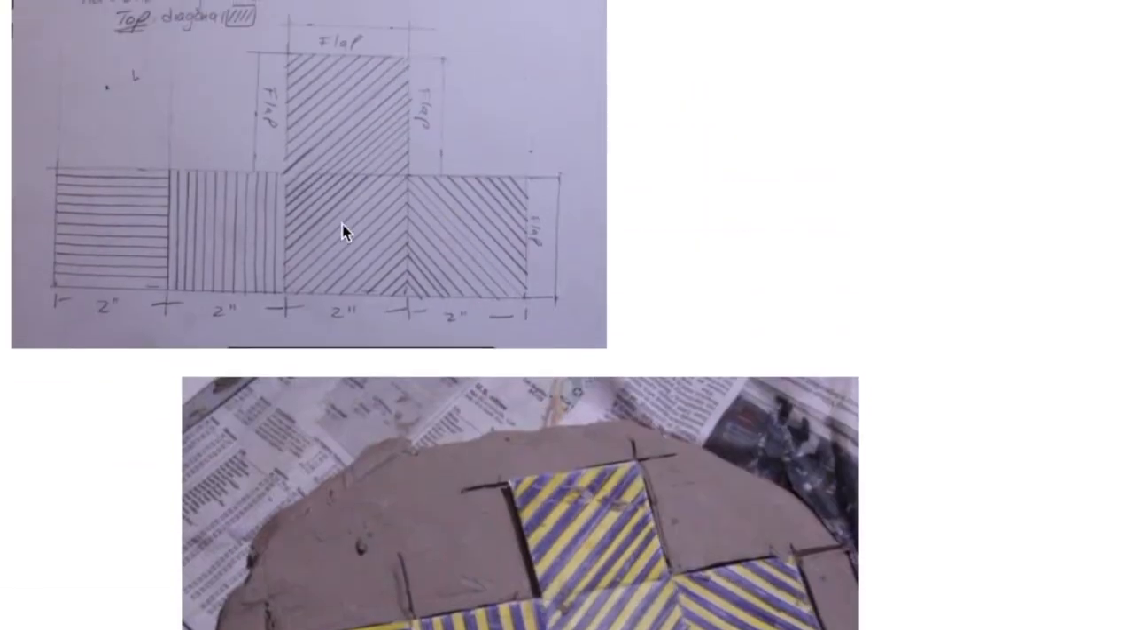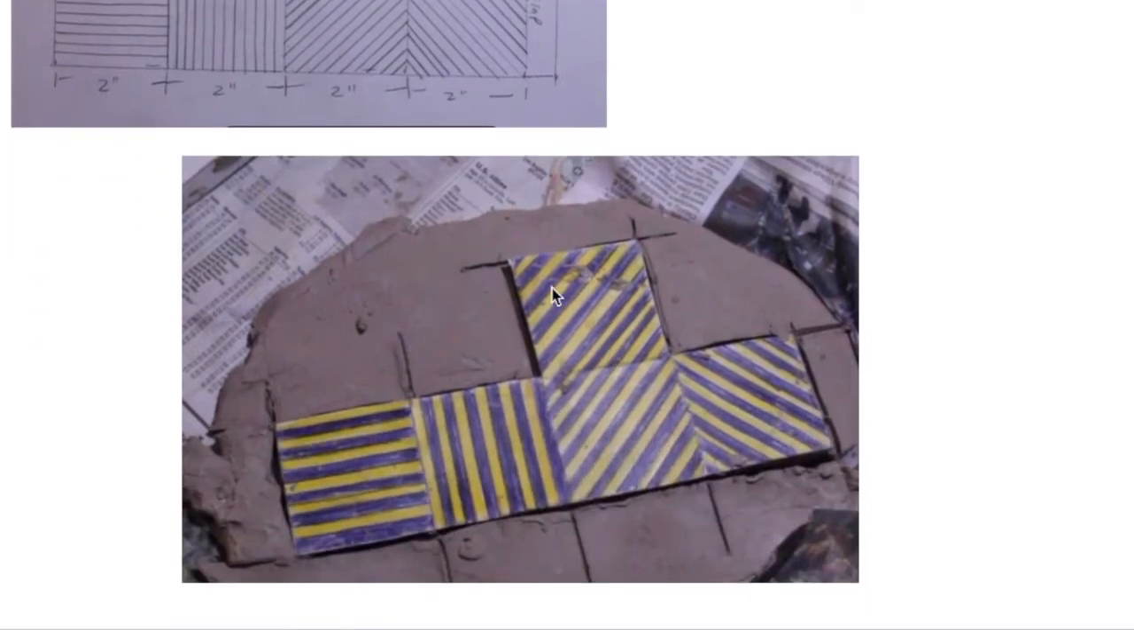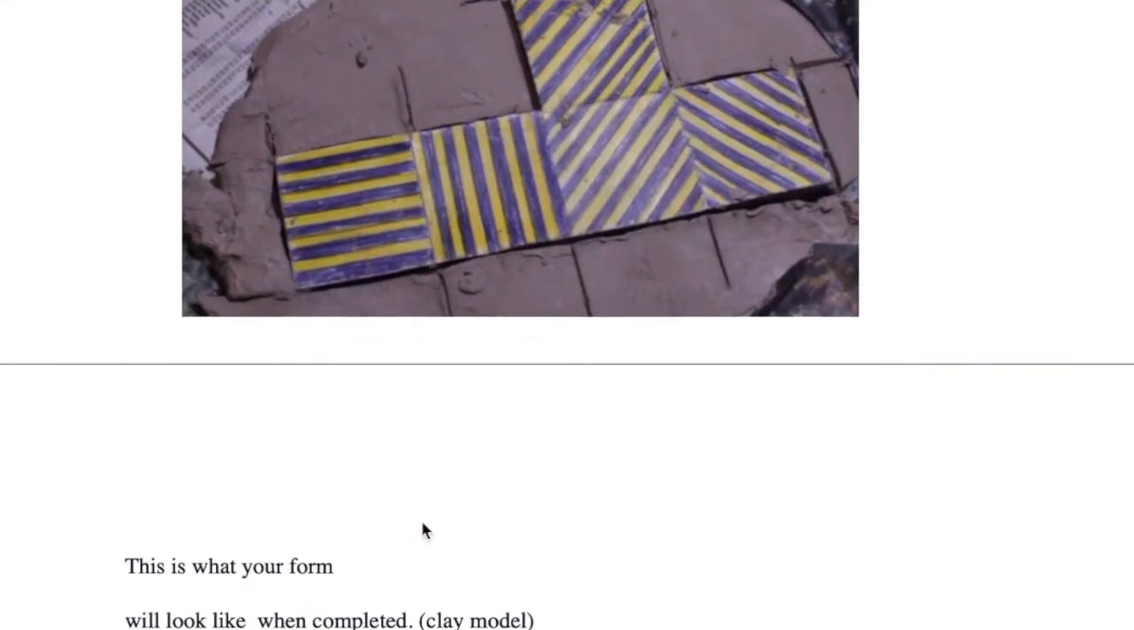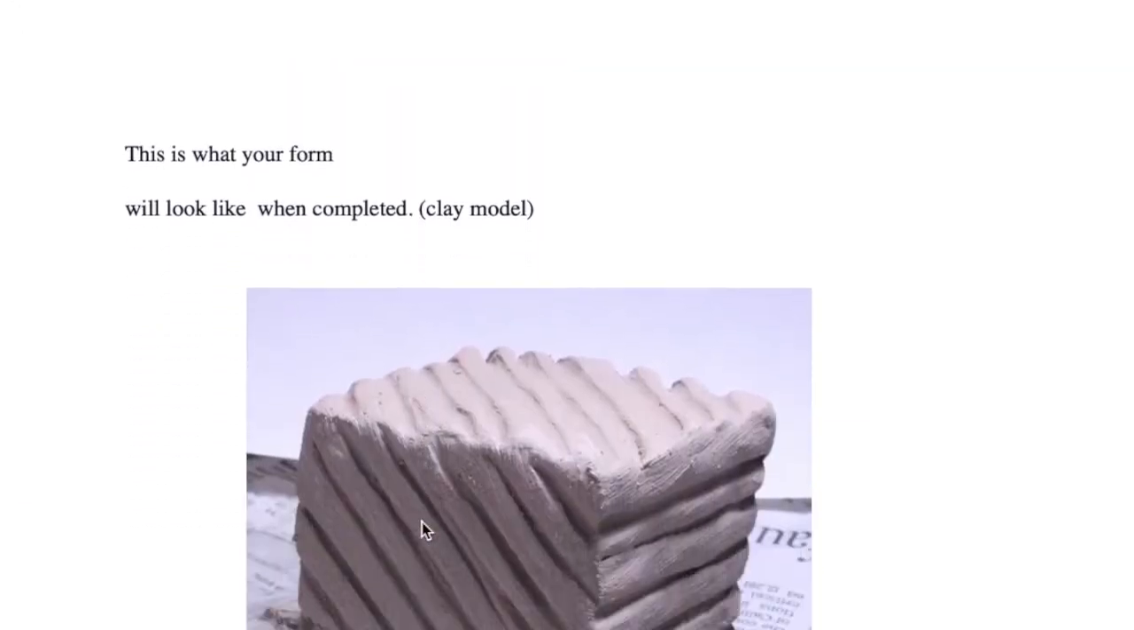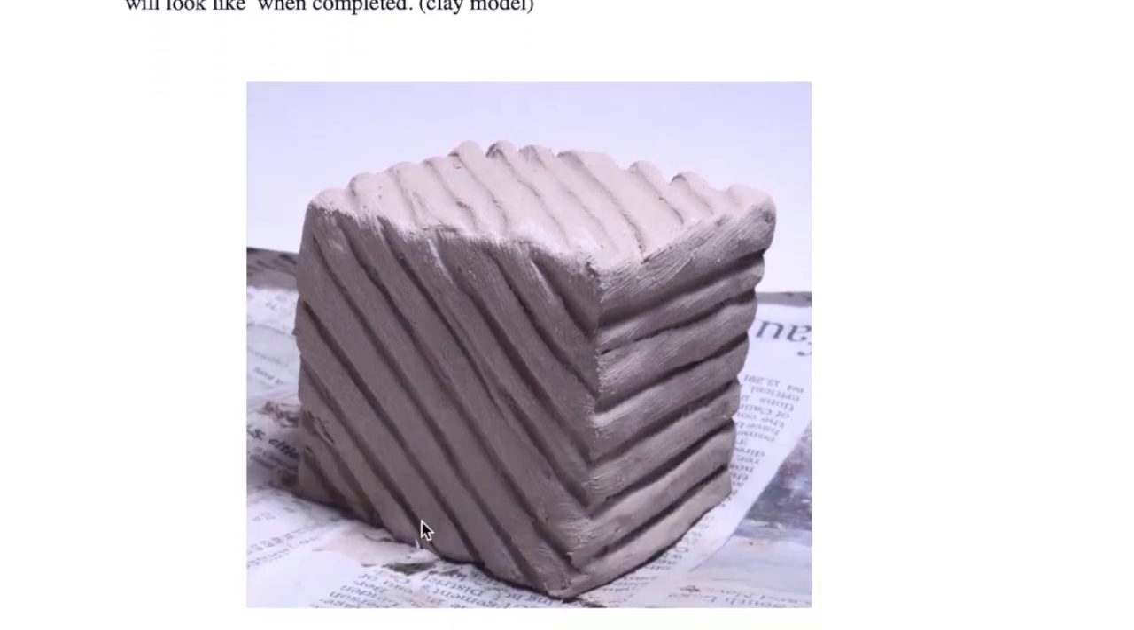This is what your cut out template will look like on your clay. That's what it looks like. And then make your marks here, here, here, here, so that you know where to put your pieces later. And this is what your form will look like when it's completed.